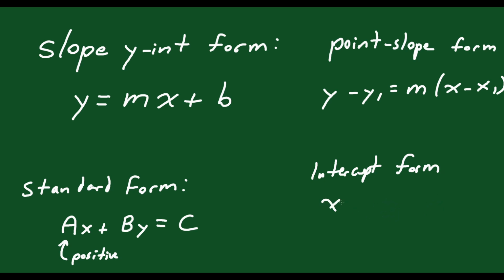And it usually looks something like x over a plus y over b is equal to 1, where the a represents your x-intercept and the b represents your y-intercept, which is kind of cool, right? It's kind of a cool idea. So this b here is your y-intercept, and this a here is your x-intercept.